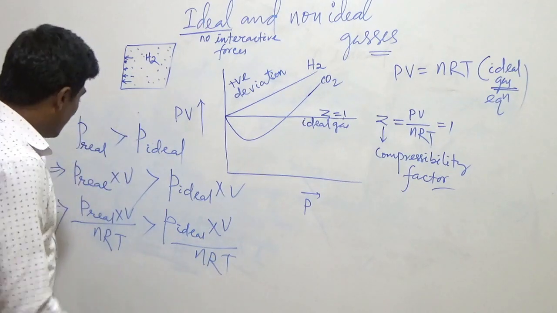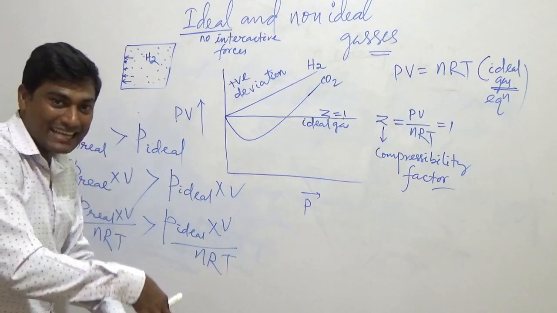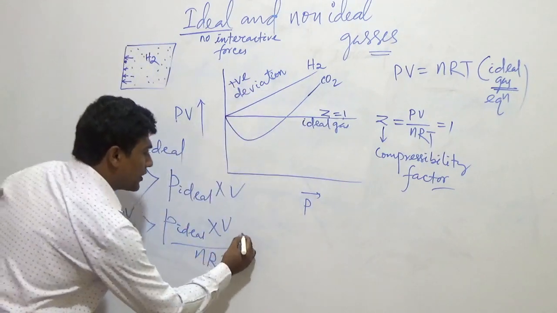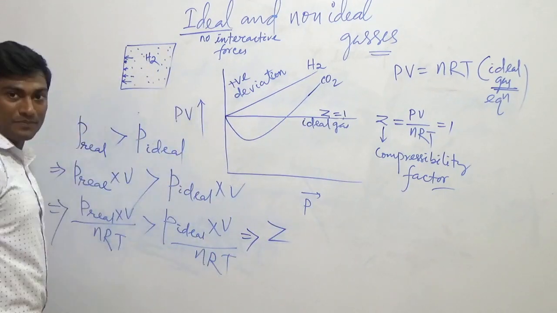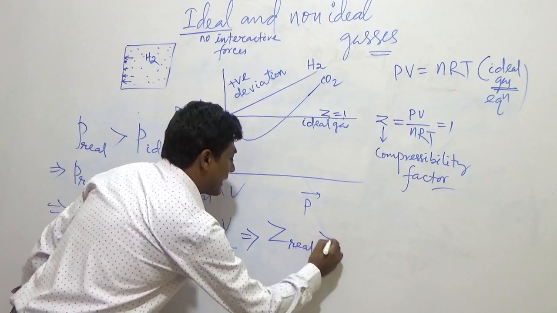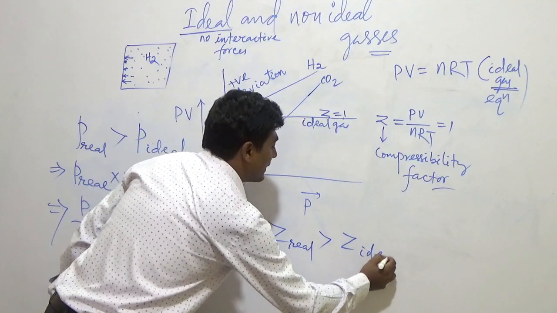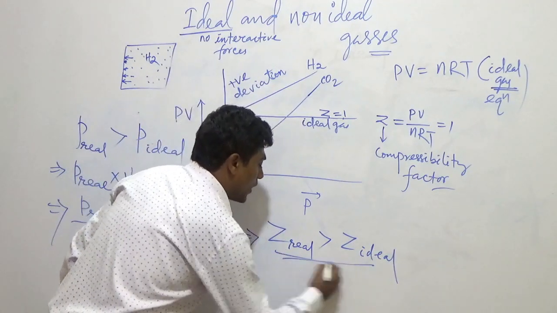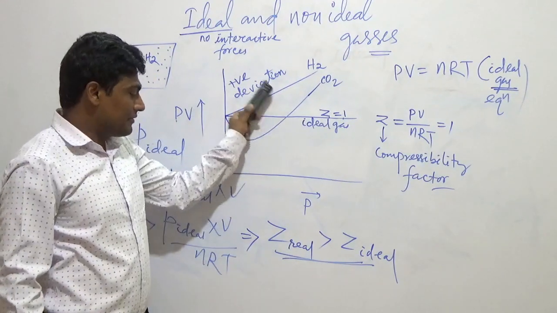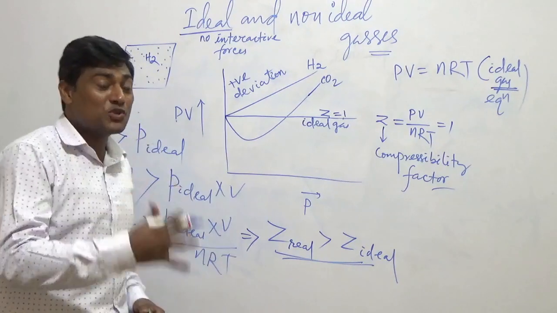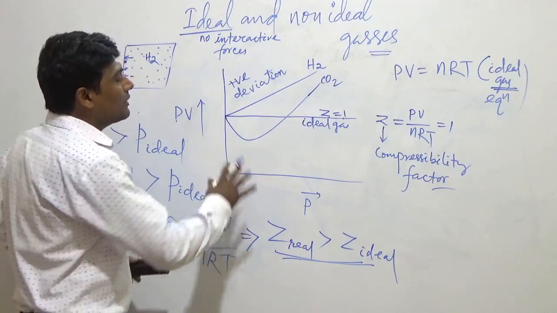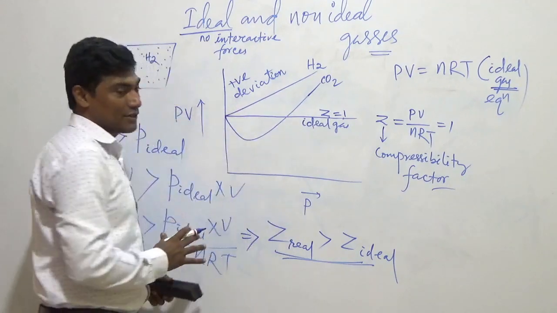Now this is clear. This is the Z for the real gas, means for hydrogen. This is the Z for the ideal gas. So Z for real gases is greater than Z for ideal. So this is now the positive deviation. That's why hydrogen is above this curve. Did you get me? But for carbon dioxide, what happens?